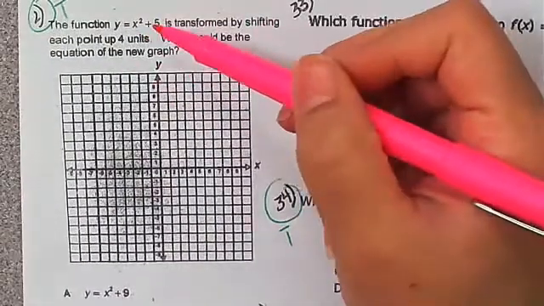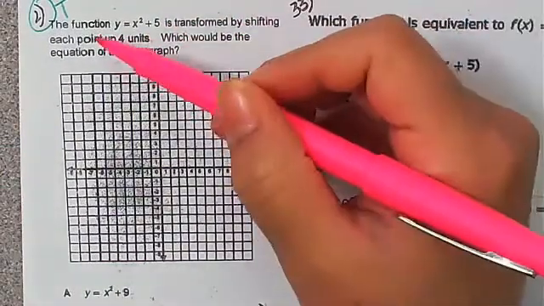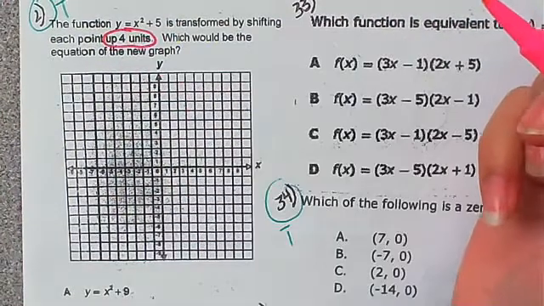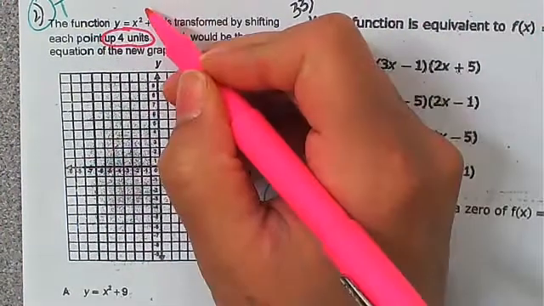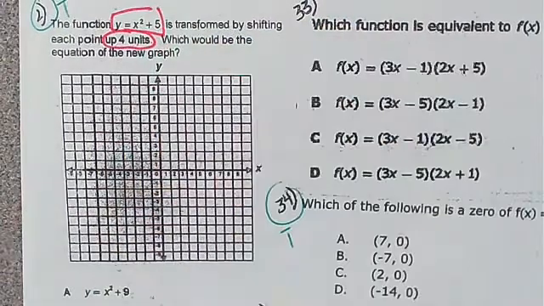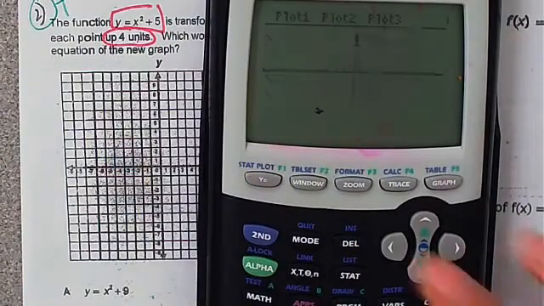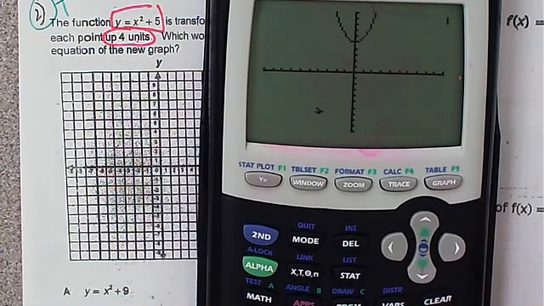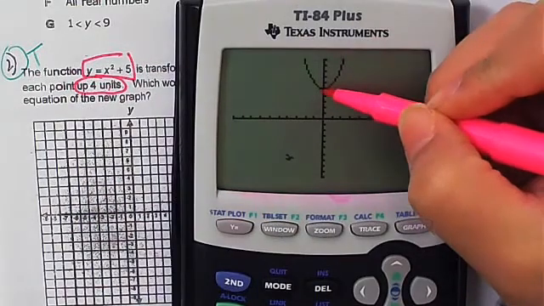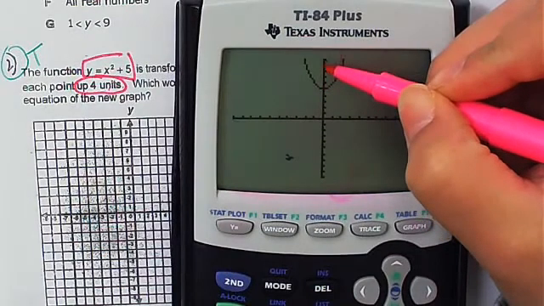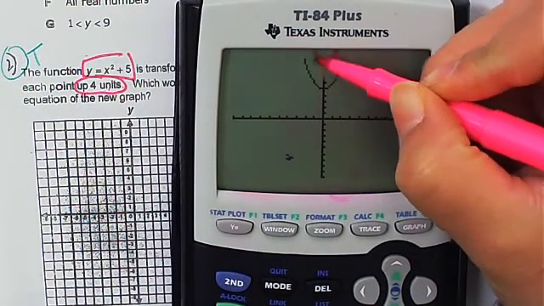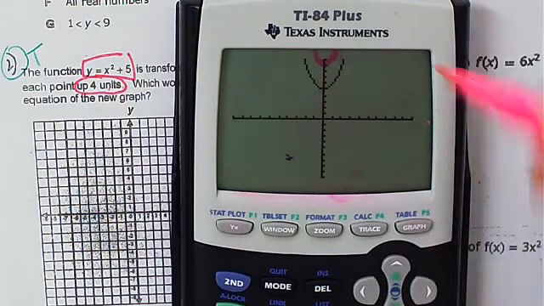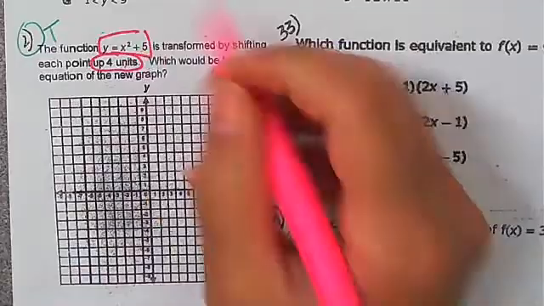Go to this one right here, number 32. The function x squared plus 5 is transformed by shifting each point up 4 units, which would be the equation of the new graph. If you have this graph and you move it up 4 units, okay, let's see. If I have x squared plus 5, and I'm going to move it up 4 units, so that means I'm going to take this point and I'm going to go 1, 2, 3, 4. The vertex should be over here. It was at 5, but if I move it up 4, that's going to be at 9.